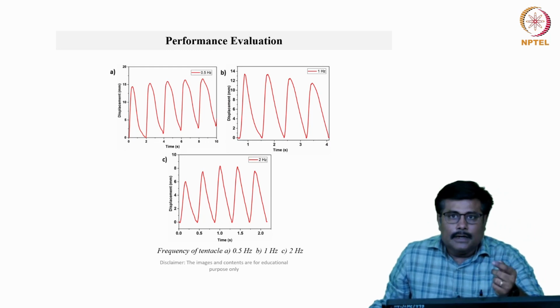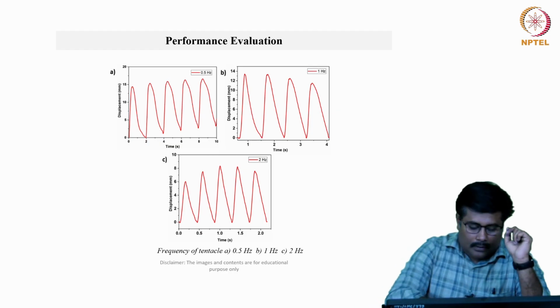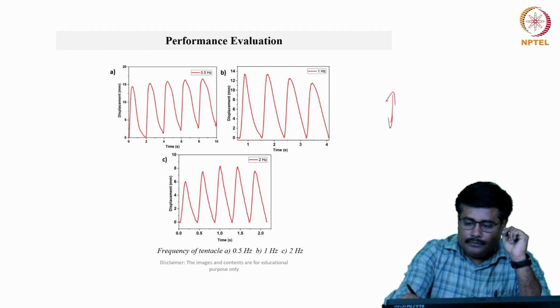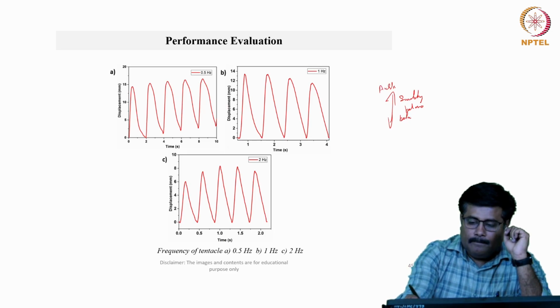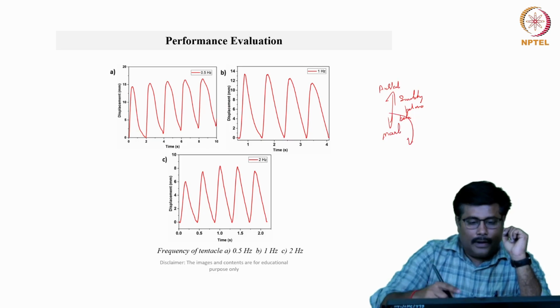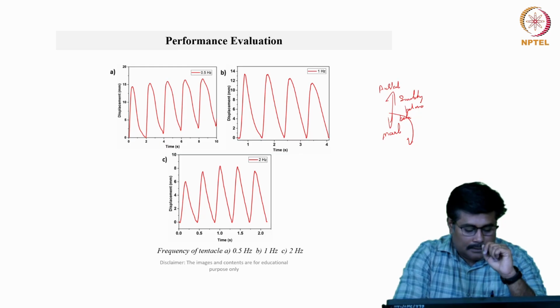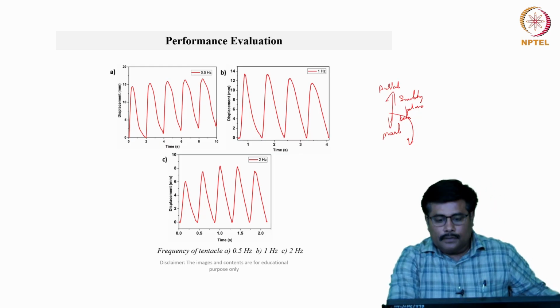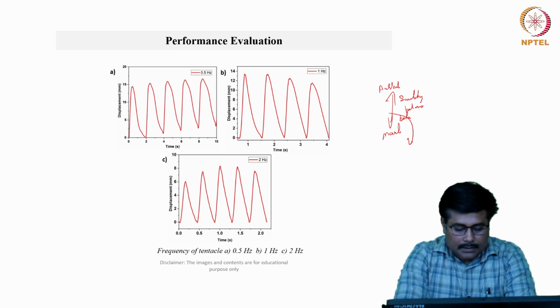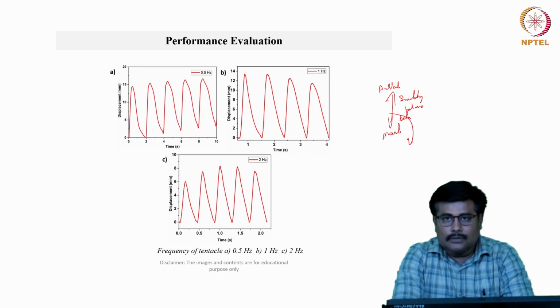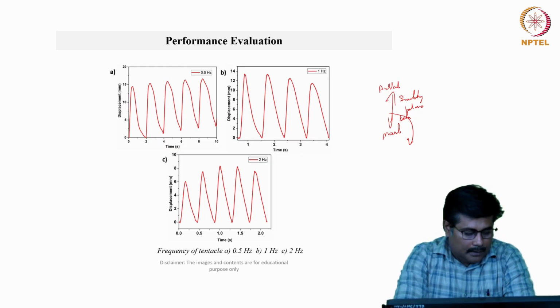So as I mentioned earlier, the switching behavior between austenite and Martensite will cater the required frequency. For instance, when we look into the frequency of the tentacle, we have three different frequencies. One is 0.5 hertz, another one is 1 hertz, and then 2 hertz.